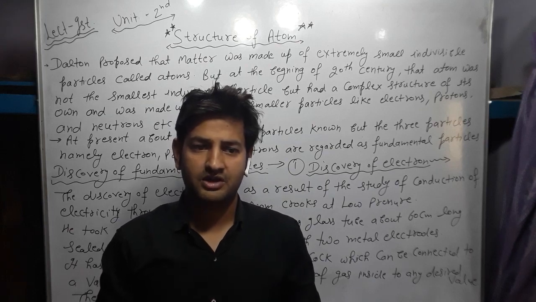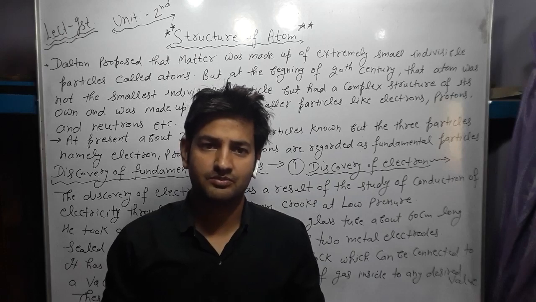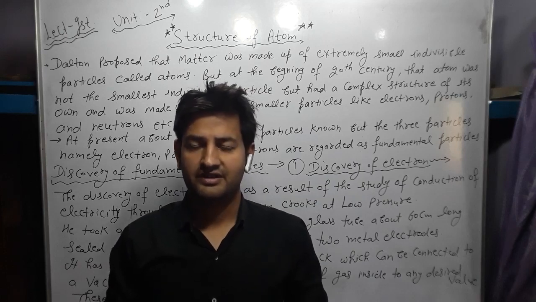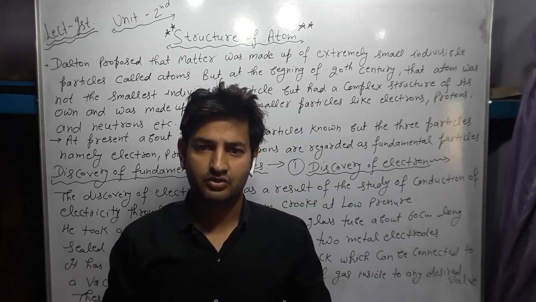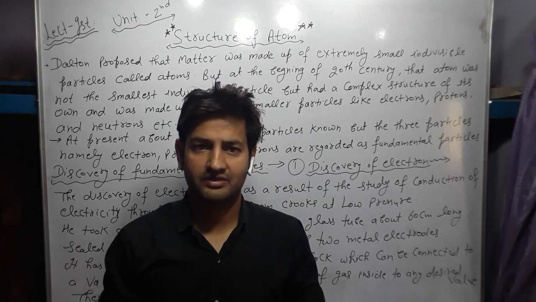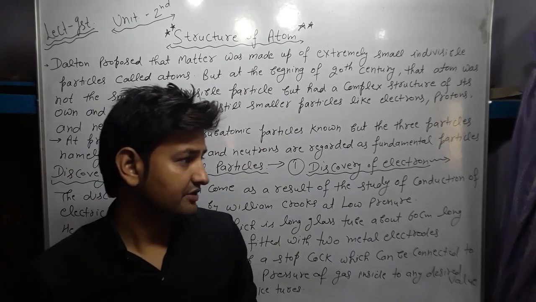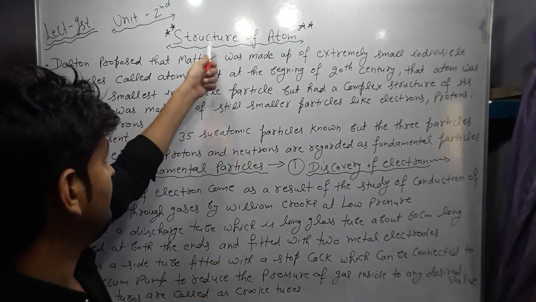In this chapter we will also discuss some earlier models, such as the Thomson model and Rutherford model, and some related terms: isotopes, isotones, isoelectronic species, quantum mechanical model, electronic configurations and all about the Bohr's model. So let's start our unit. This is structure of atom.